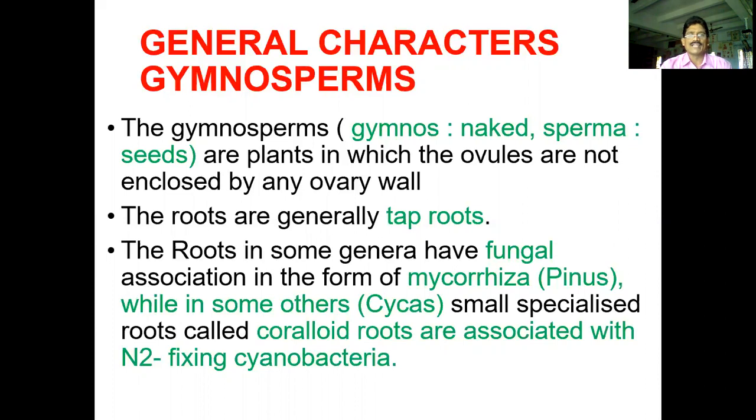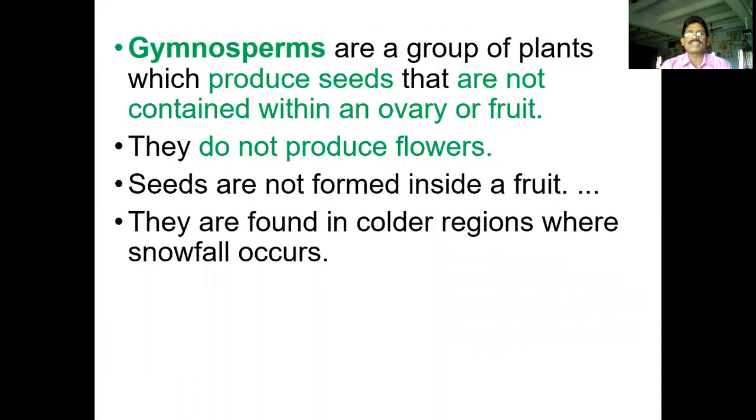The root is generally a tap root system, because the main root has lateral roots. The root generally has fungal association in the form of mycorrhiza. When you see the pinus plants, they have mycorrhiza. The mycorrhiza grow inside the plant body. When you see the example of cycas, the cycas plants have specialized roots called coralloid roots, which are associated with nitrogen-fixing cyanobacteria. Gymnosperms are a group of plants which produce seeds that are not contained within an ovary or fruit.